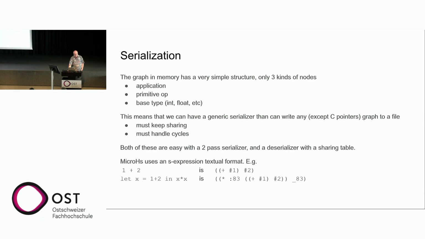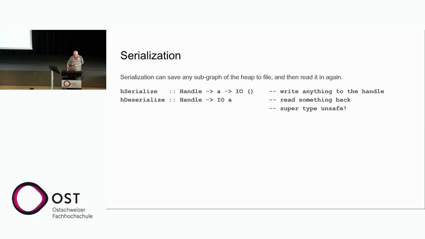I have found serialization to be super useful. You can serialize something and then load it in on a completely different kind of machine if you want to. The serialization format is sort of machine independent. The serialization primitive takes a handle, takes anything, spits it out. The deserialization is super type unsafe because it takes a handle and says, I can give you whatever you like. And if what you like is not what was in that file, well, that's your own fault.